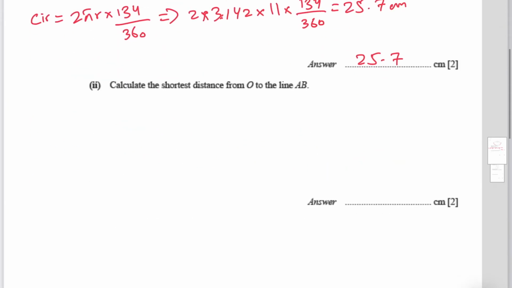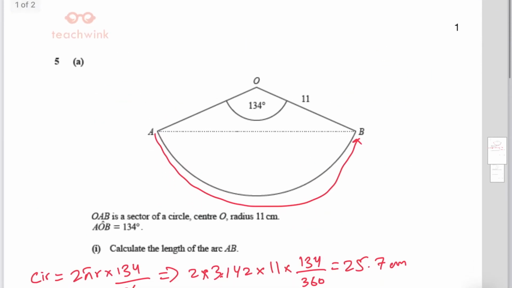The next part says calculate the shortest distance from O to the line AB. So that means they've asked us to find this distance right here. This would make a 90-degree angle with AB. So we have this over here. That's the hypotenuse of this triangle. If we calculate this angle right here, we would use trigonometry to find the length of OX. Let's call this point X. So the angle over here, if you divide 134 by 2, this is going to be 67 degrees.